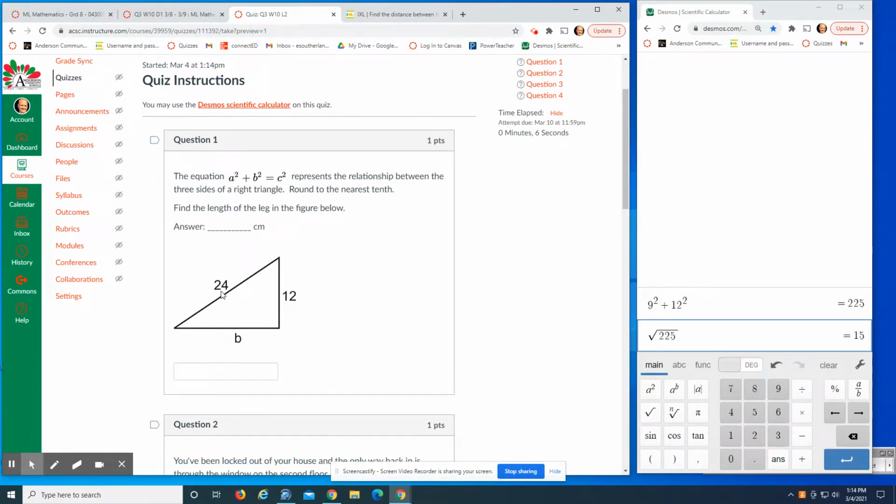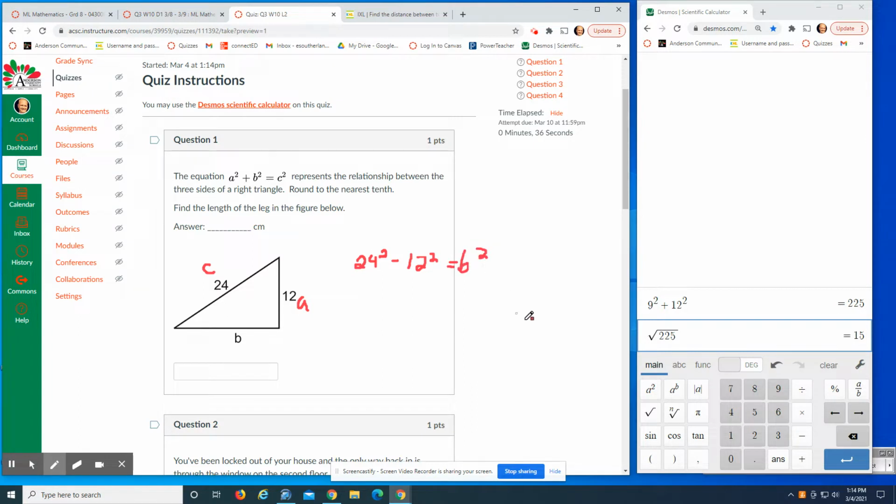This one gives you three sides. It says this side's B. It says this side's 12. We're going to mark this one as A, and the other side is C. It even tells you A squared plus B squared equals C squared. Remember, we could set it up as C squared minus A squared equals B squared. So that's what we're going to do. And so we want to use subtraction for this problem because we have a missing B.